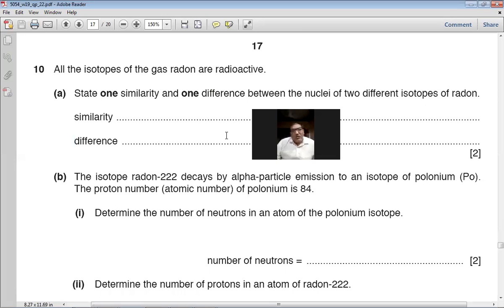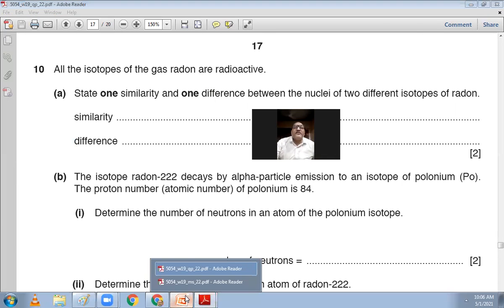All the isotopes of the gas radon are radioactive. State one similarity and one difference between the nuclei of 2 different isotopes of radon. The similarity is that they have the same number of protons in their nucleus. The difference is that they have a different number of neutrons in their nucleus, or you can say the nucleon number is different from each other. That's the similarity and that's the difference.